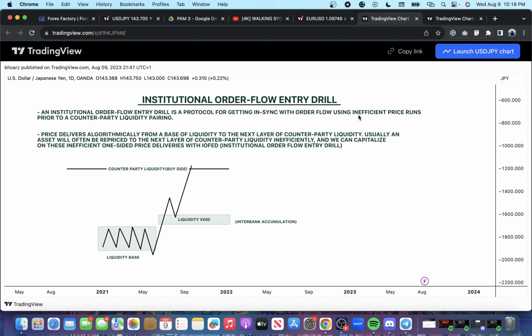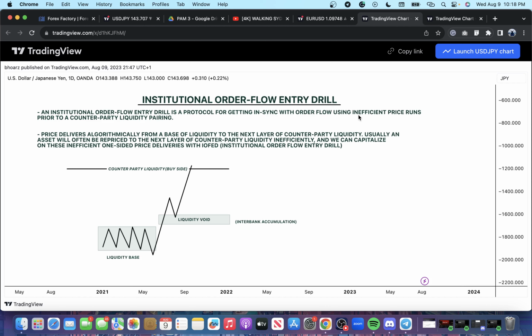Or if you don't understand what an inefficiency is, or what a liquidity void, or a CB, or a BC, or a redelivery balance is, if you don't understand all these concepts, then I suggest you go and watch module one of the course, where I covered inefficiencies, before coming back to this lesson on institutional audit flow integral.